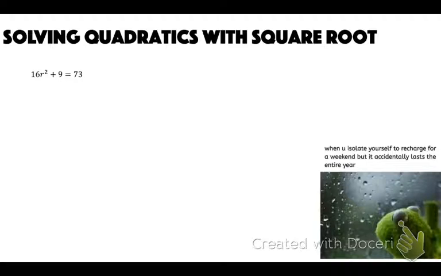When you isolate yourself to recharge for a weekend, but it actually accidentally lasts a year. So we're isolating the r squared. That's what this is kind of getting at. Kind of funny just because of what's going on.